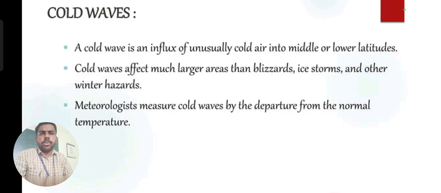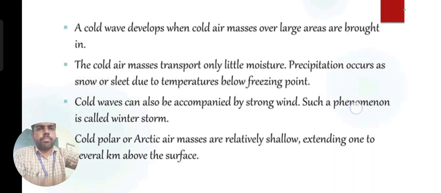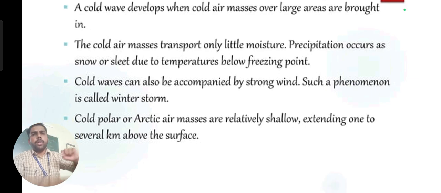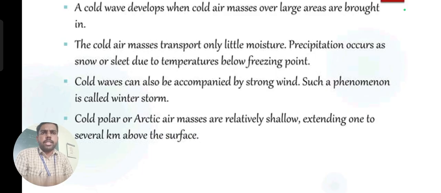Meteorologists measure cold waves by the departure from the normal temperature. A cold wave develops from cold air masses over a large area. The cold air masses transport little moisture. Precipitation occurs as snow and sleet due to temperatures below the freezing point.